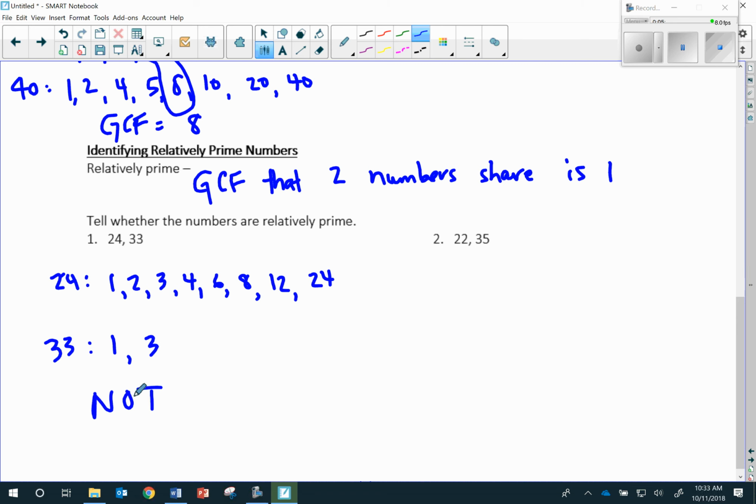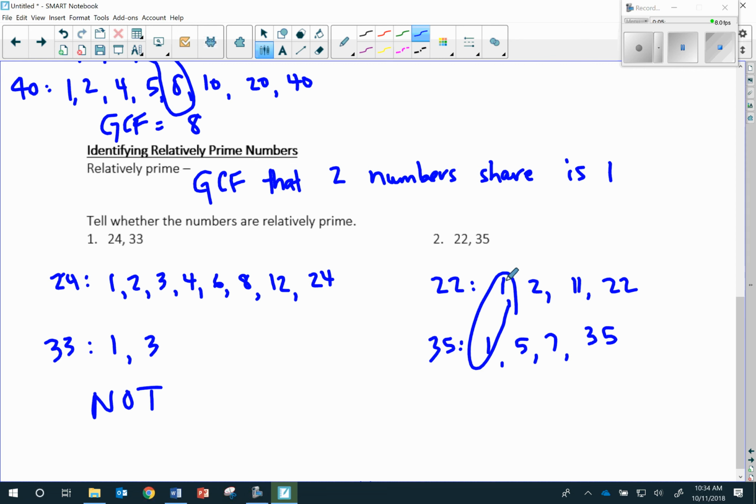If we look at this example, 22, let's list the factors there. We've got 1, 2, 11, and 22. Again, we'll also list the factors of 35. We've got 1, 5, 7, and 35. The only factor that they share is 1, so they share a greatest common factor of 1, which means they are relatively prime.